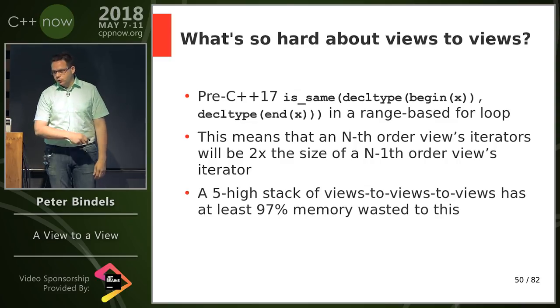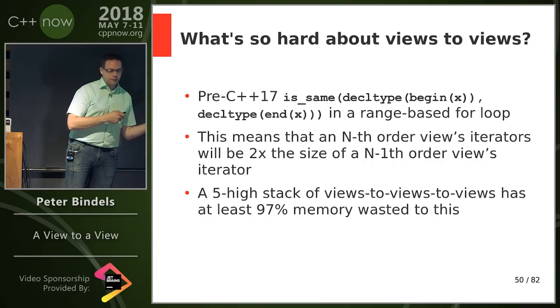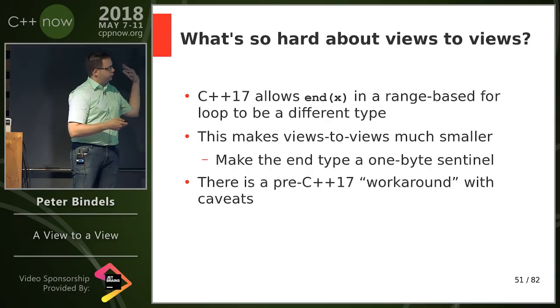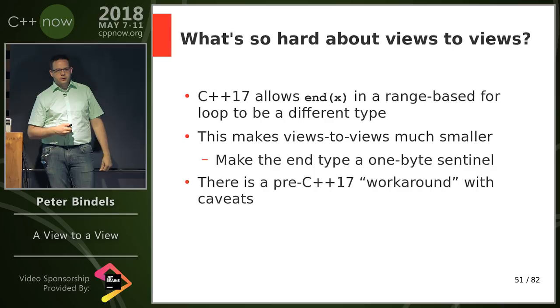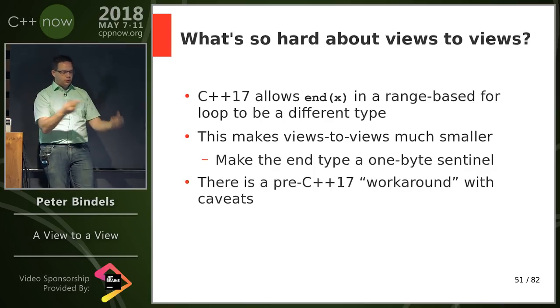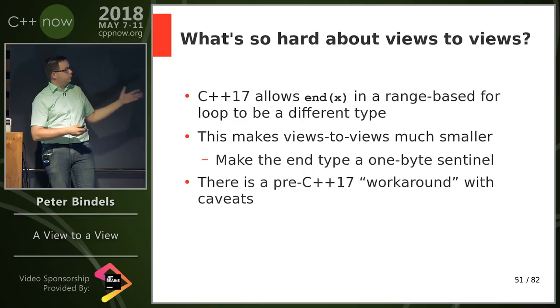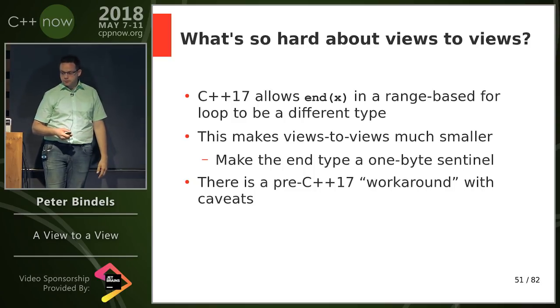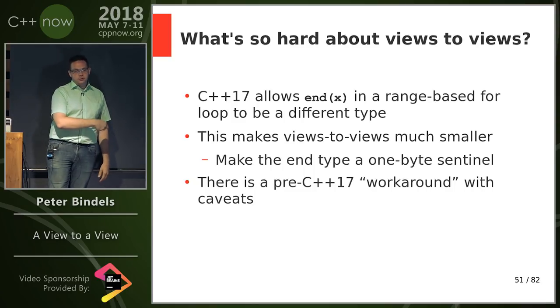which is a shame. So Eric Niebler proposed to have the ability to make the end iterator a different type, so you can make it a sentinel. The idea of a sentinel is that it's just a tag type that says this is the end, nothing else more interesting. So that makes a view to a view much more interesting. And there is a pre-C++17 workaround that I'll be showing later with a whole lot of caveats. It works, but it has risks.